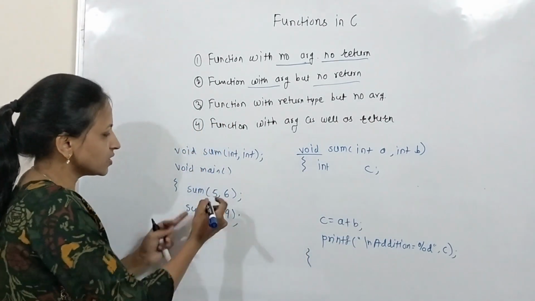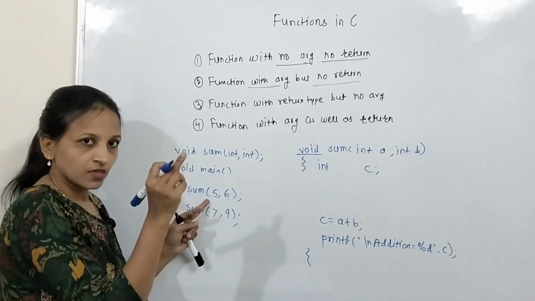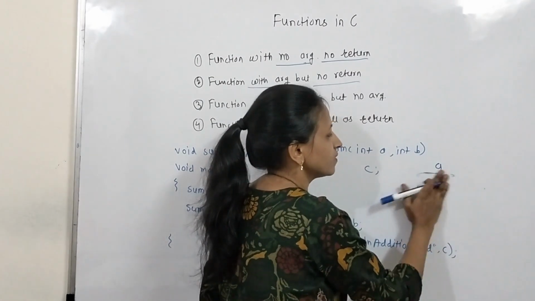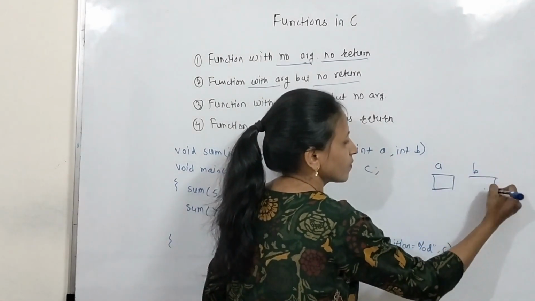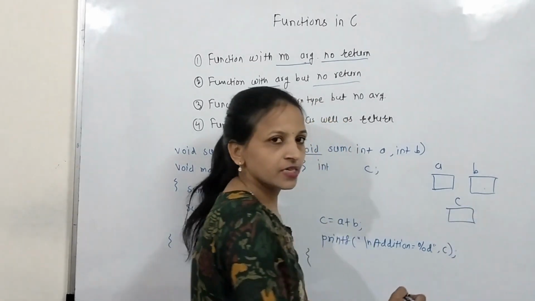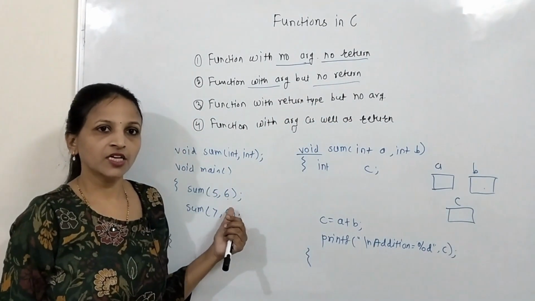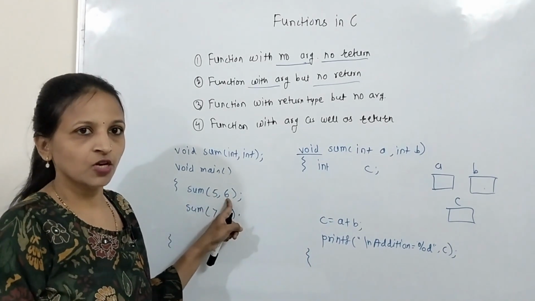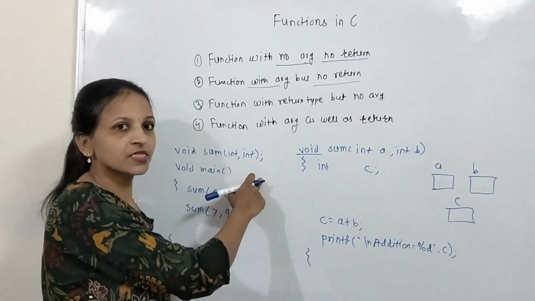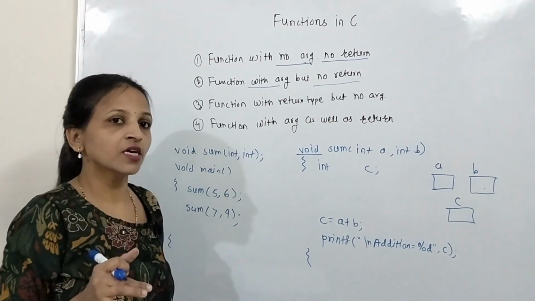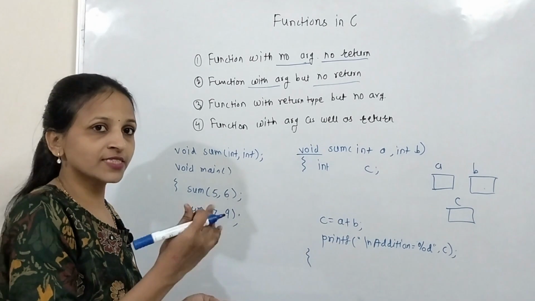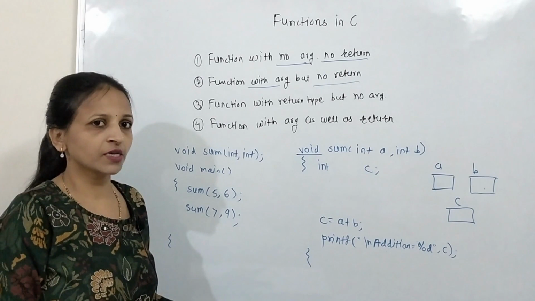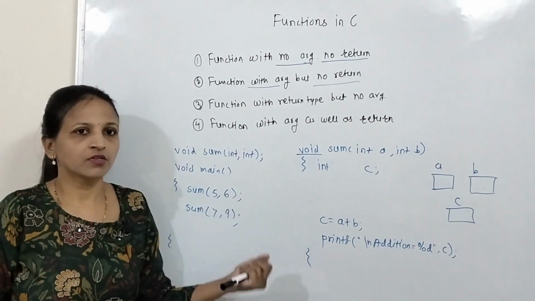Now how will it work? See, 5 comma 6, these are the actual arguments that will get copied inside a and b. Here a and b will be created and c also will get created. In a and b, 5 and 6. Here we can directly pass constant values like 5 comma 6, or we can declare more variables like p comma q, accept values from the user, store them inside p comma q and pass p comma q here. That is again fine.